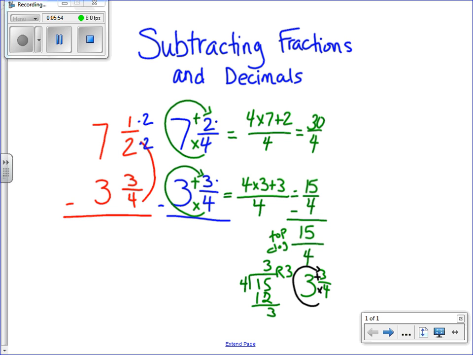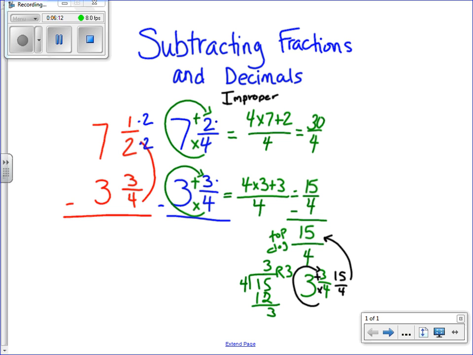4 times 3 is 12, plus 3 is 15. Check. So I could do improper and then get back to mixed.